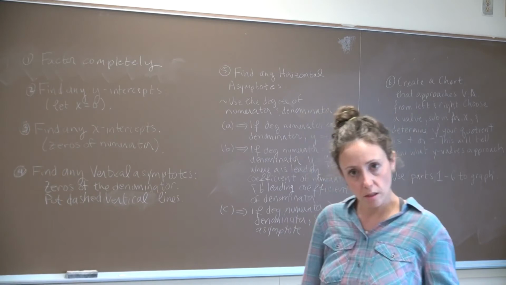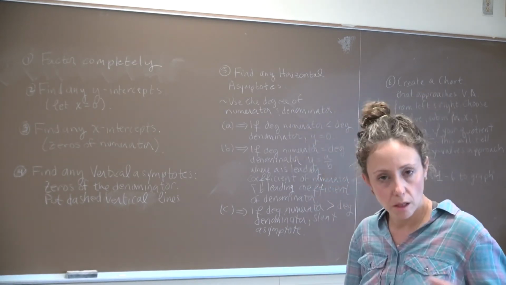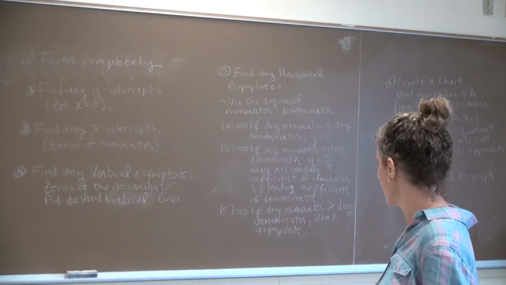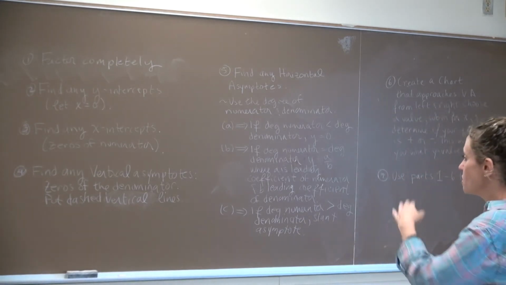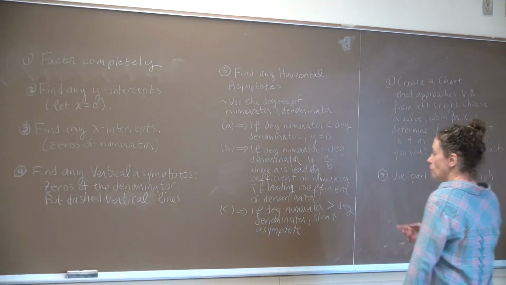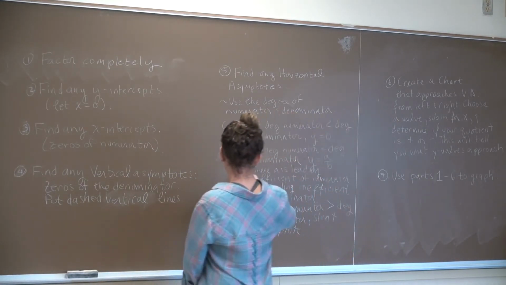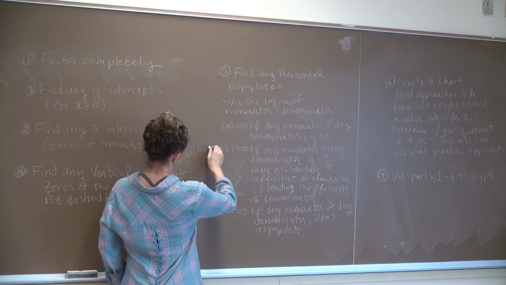You ask yourself, what's the leading coefficient of the numerator? Let's say it's 3x squared. What's the leading coefficient of the denominator? Let's say it's 5x squared. And so that means we're going to have a horizontal asymptote at y equals 3 over 5. And as we did over there with the vertical asymptote, we're going to draw a dashed horizontal line to represent this. Let me just put this in here. A dashed horizontal line.